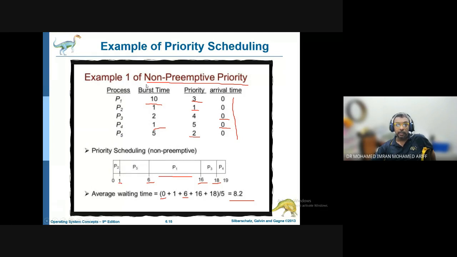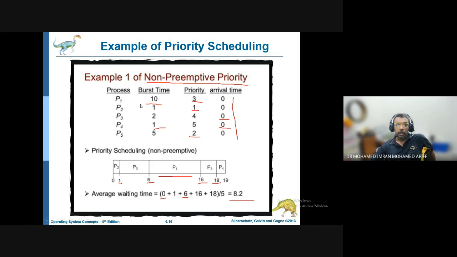So, in this example of non-preemptive priority, it looks at the priority number here. If the number is small, then the priority is high. If the number is big, then the priority is very low. So if we look here, number 1 is the highest and number 5 is the lowest priority, meaning it's not important. If the number is small, it means it's very important. If the number is big, that means it's not important.